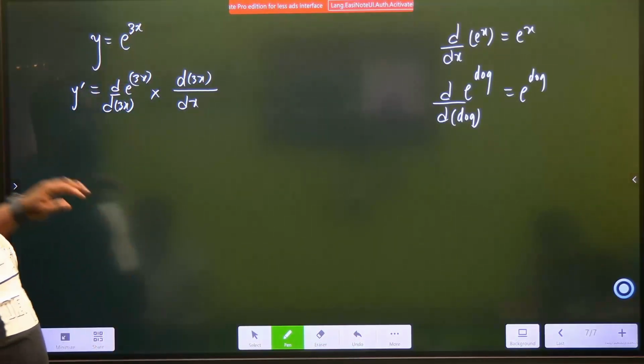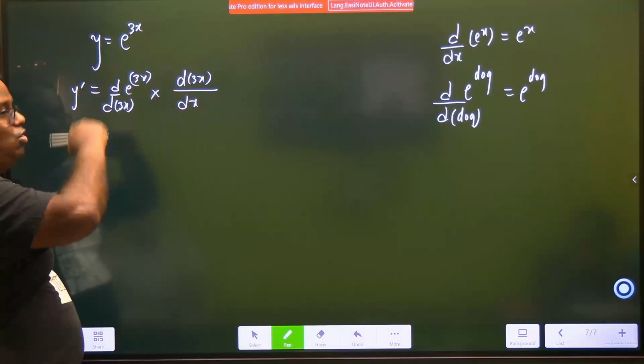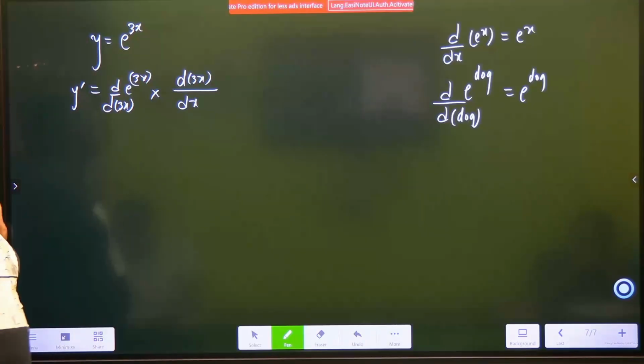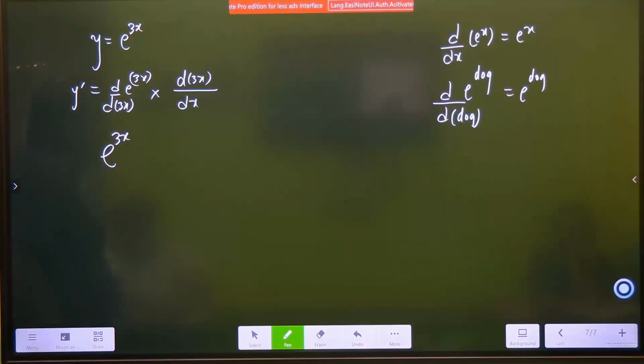So if you don't do all this nonsense, how to solve it in one go? What is the function? Exponential function. What is the derivative of an exponential function in terms of x? The same function. So instead of dog, it should be the same function. This is the derivative. And the dog here is 3x. Differentiate the dog.